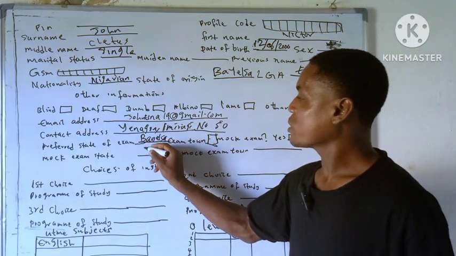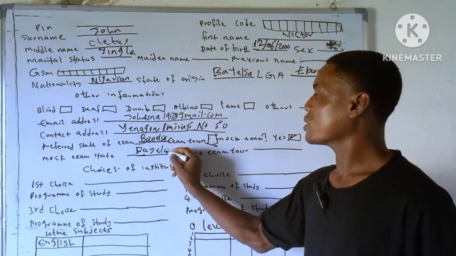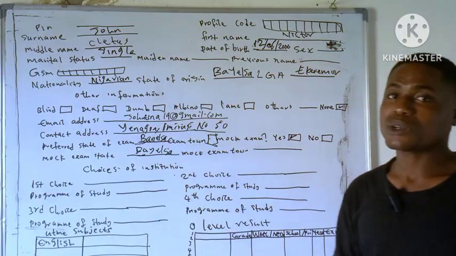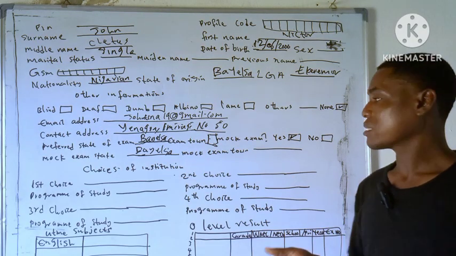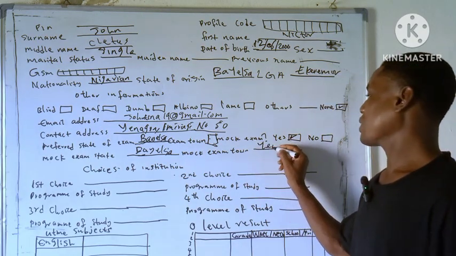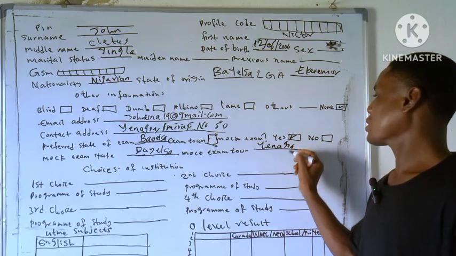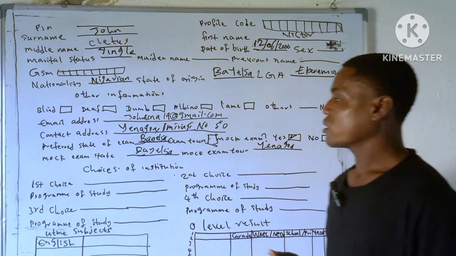Then mock exam state, where do you want to write your mock exam? Just put, I want to write it in my own state, Bayelsa. Don't put a far location. Are you getting it? Just put your comfortable region and write your exam. Then mock exam town, where do you want to write it? I want to write it in Yenagoa. Yenagoa is under Bayelsa state. Okay, so you know your town, your state.